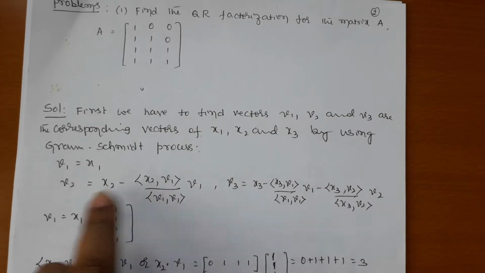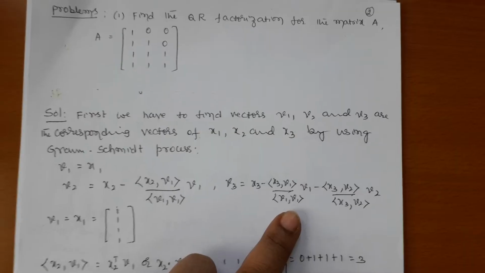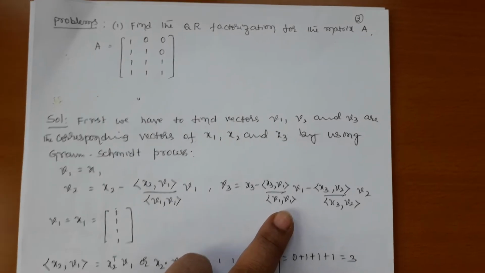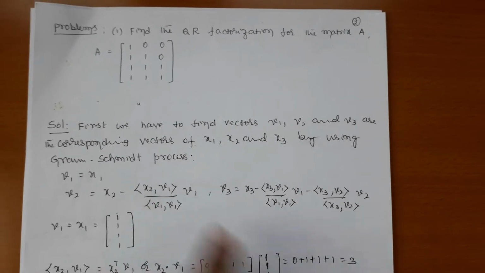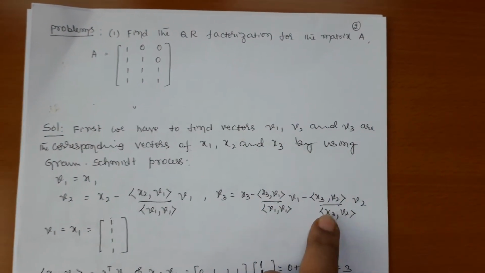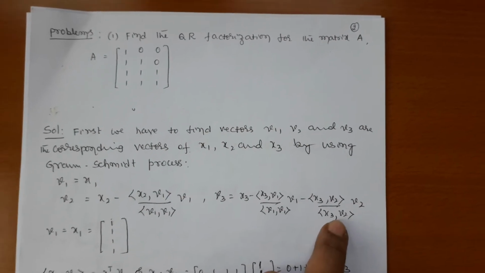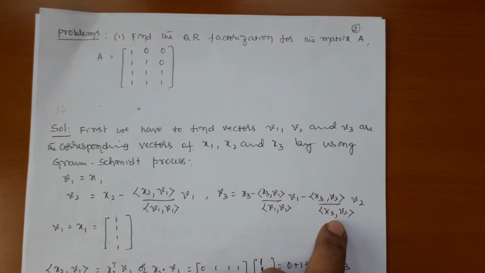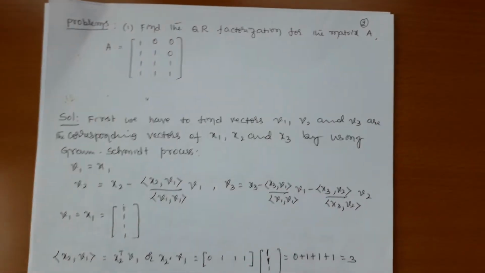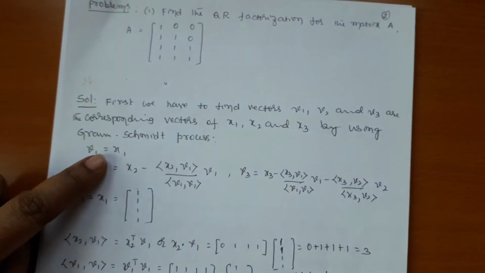What's the formula for V3? V3 is X3 minus the inner product of X3 comma V1 divided by the inner product of V1, minus the inner product of X3 comma V2 divided by the inner product of V2 comma V2, into V2. I'm going to change this, it is V2 actually. Then what is my V1?